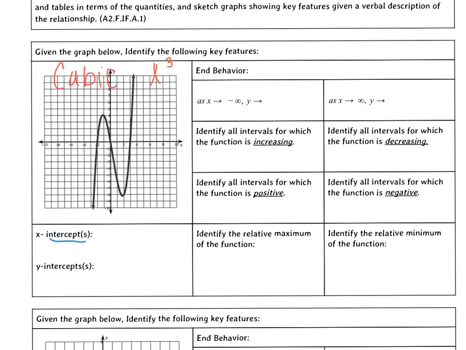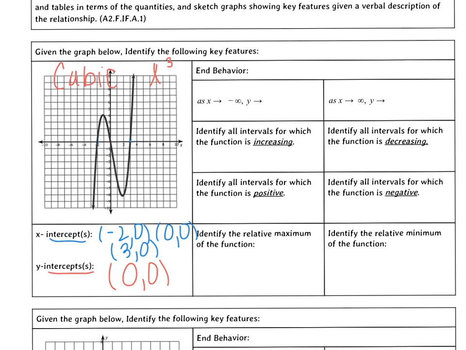So the x-intercepts are all the places where the graph crosses the x-axis. So I see that it crosses here, which is (-2, 0), and here, which is (0, 0), and here, which is (3, 0). Alright, now I've been asked to find the y-intercept, and the y-intercept is also located here at (0, 0). So I want you guys to note that a graph can share an x and y intercept.